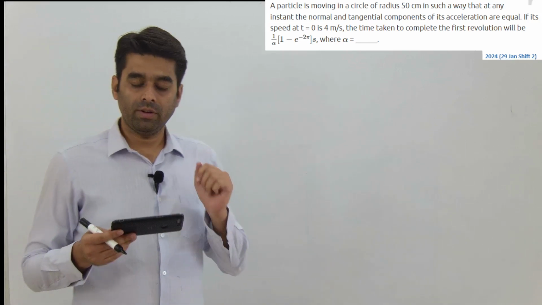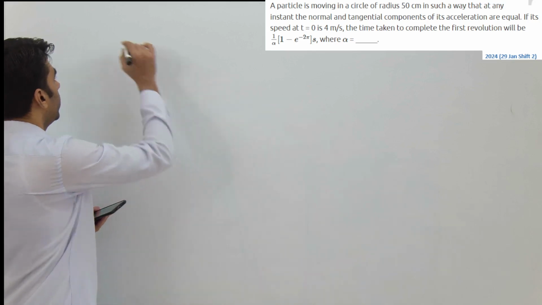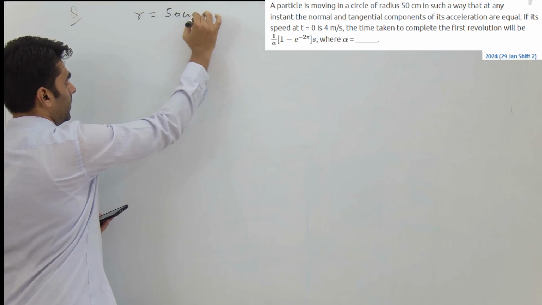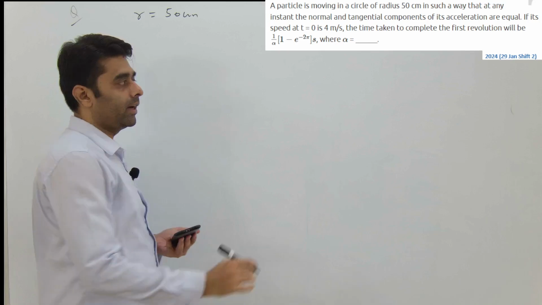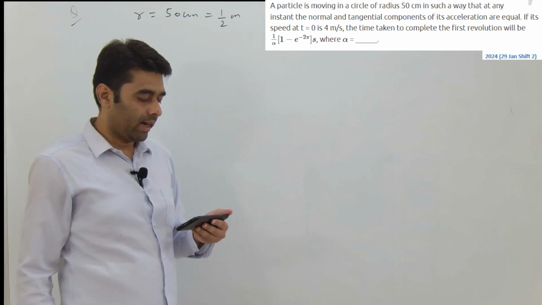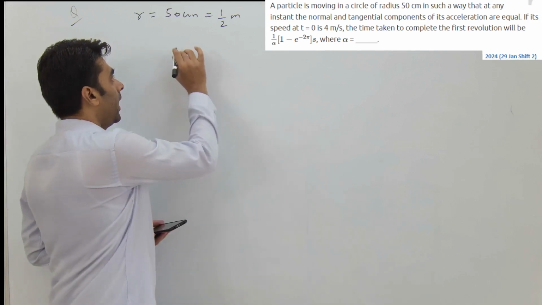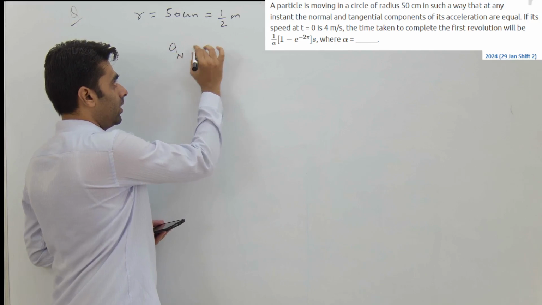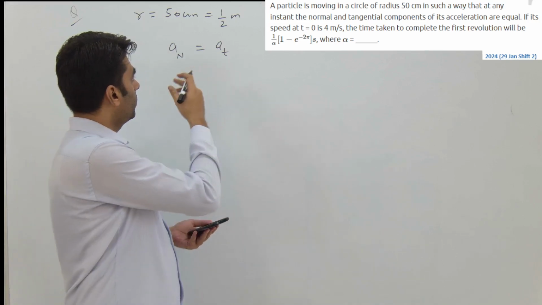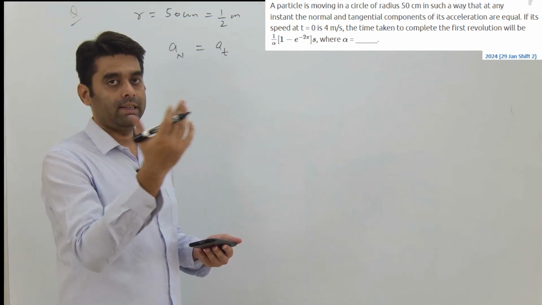The question we have is, a particle is moving in a circle of radius 50 centimeter. Let us take the data. Radius is 50 centimeter, which we can write as 1 by 2 meter. At any instant the normal and tangential components of its acceleration are equal. Obviously the magnitudes will be equal. The magnitude of normal acceleration, which is the centripetal acceleration, and tangential acceleration are equal.